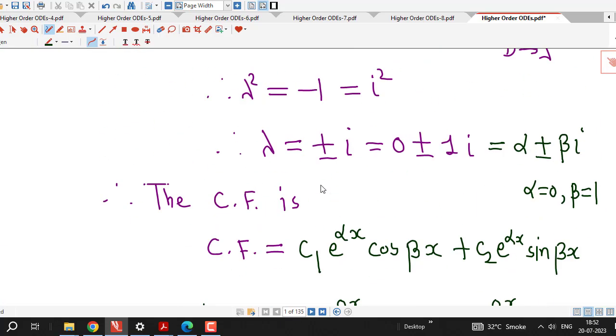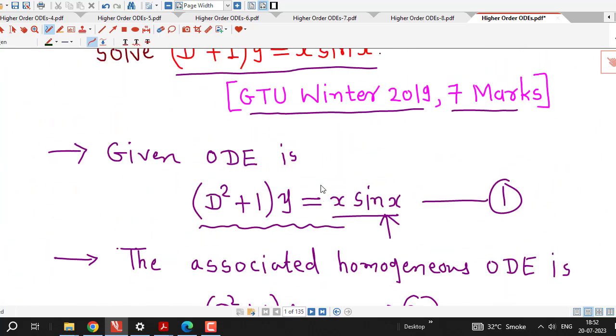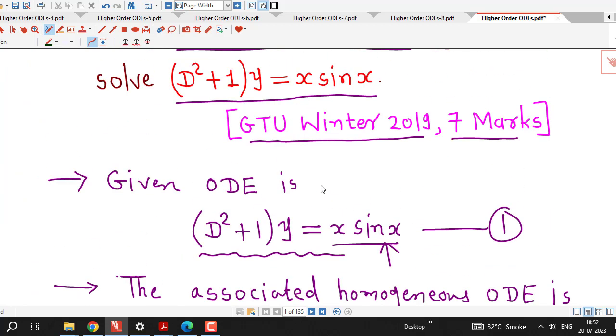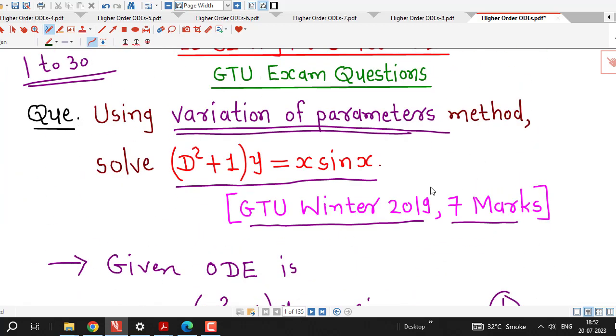Now if we have a second order differential equation, then we have a ready-made formula in the method of variation of parameters for the particular solution or particular integral. Before that, we have to make sure that the coefficient of the highest order derivative is 1. Here I can rewrite this as d square y, that is y double dash plus y equal to x into sin x.